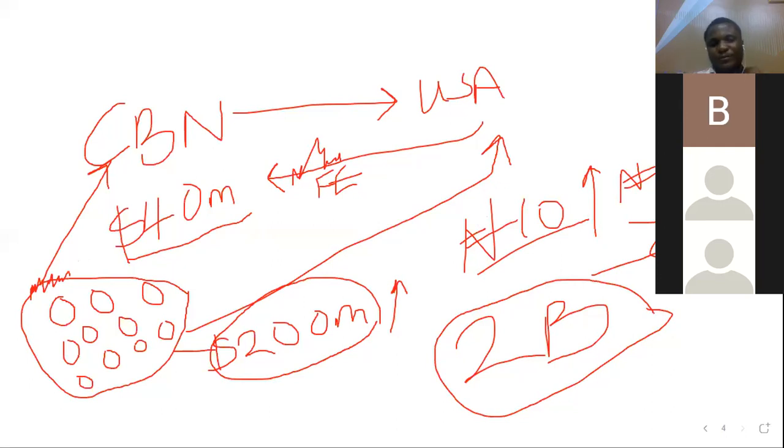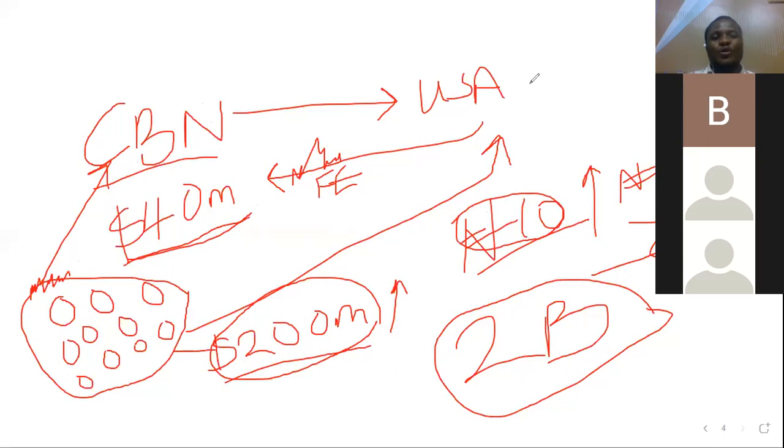That is flexible. But if it is fixed, CBN has $40 million. They are demanding $200 million. And CBN has vowed that the exchange rate will always be 10 naira to $1. What do you think CBN will do?